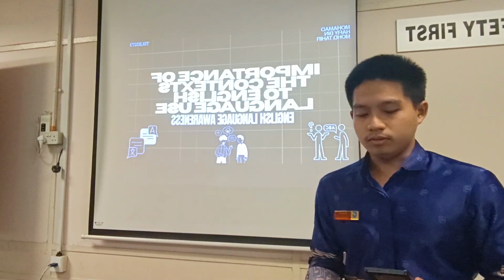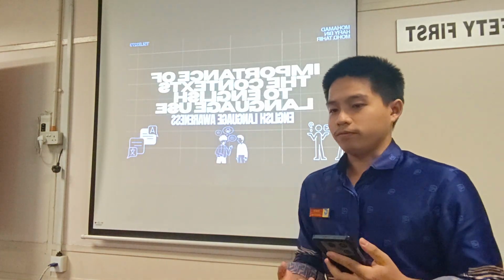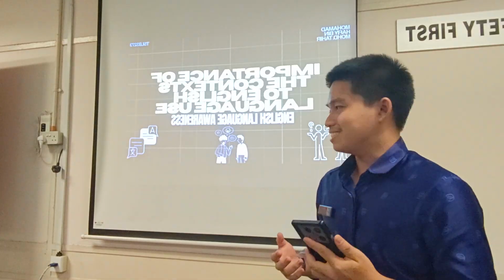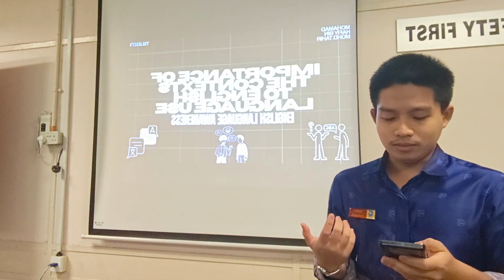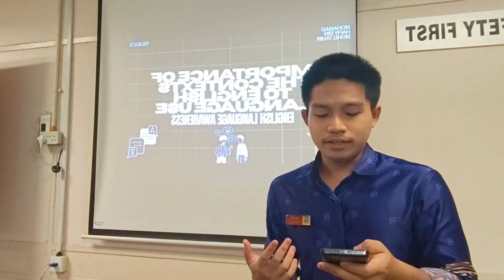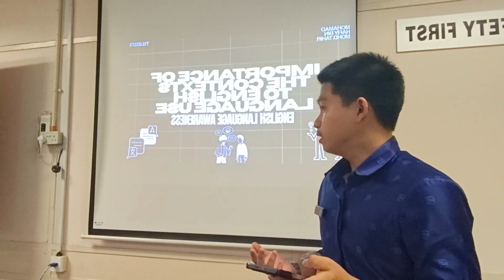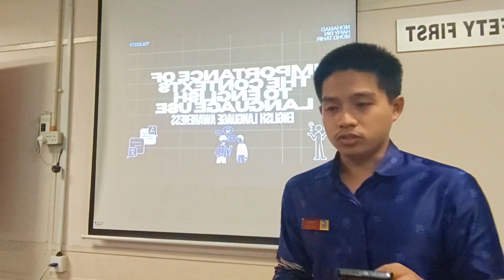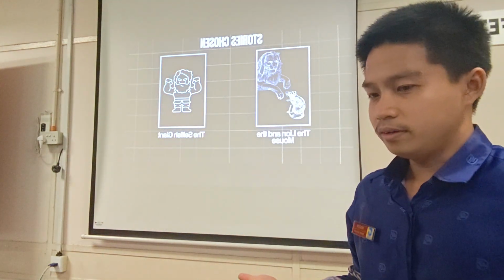Today I'm going to present about the importance of context to the English language. I'll discuss how context shapes the way we use language, with examples from two stories, which are The Lion and the Mouse and The Selfish Giant. These are the two stories that I've chosen, just like what I said just now.